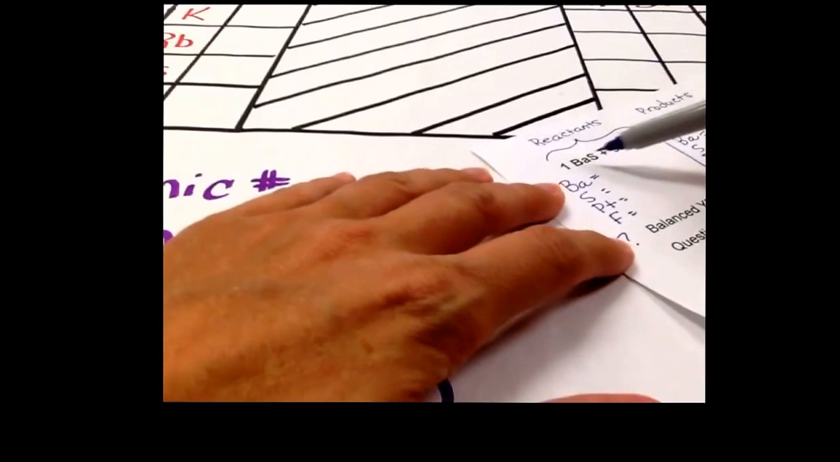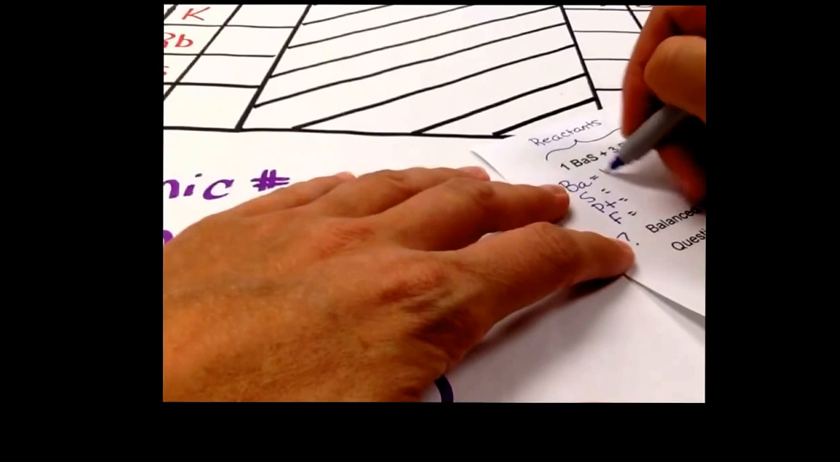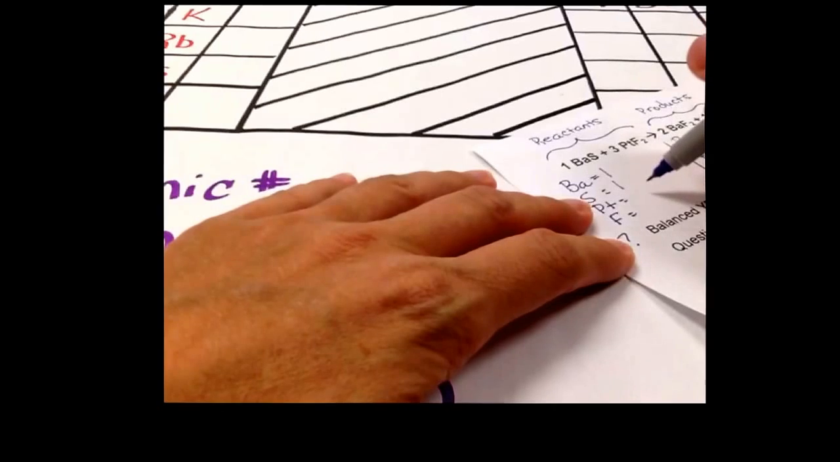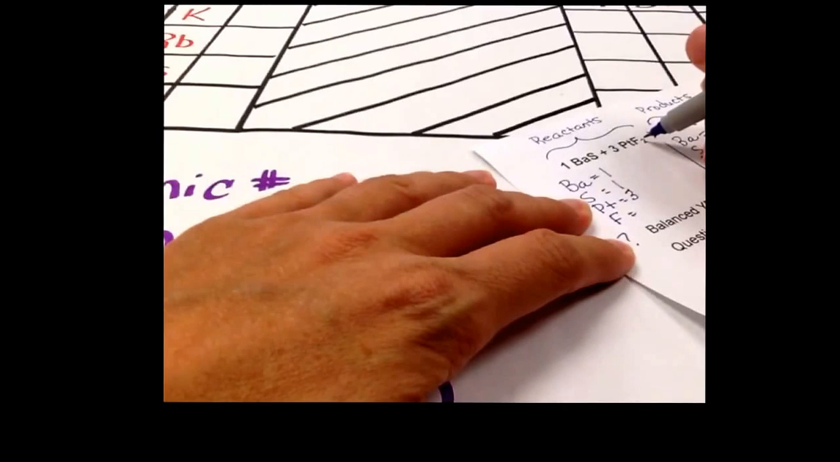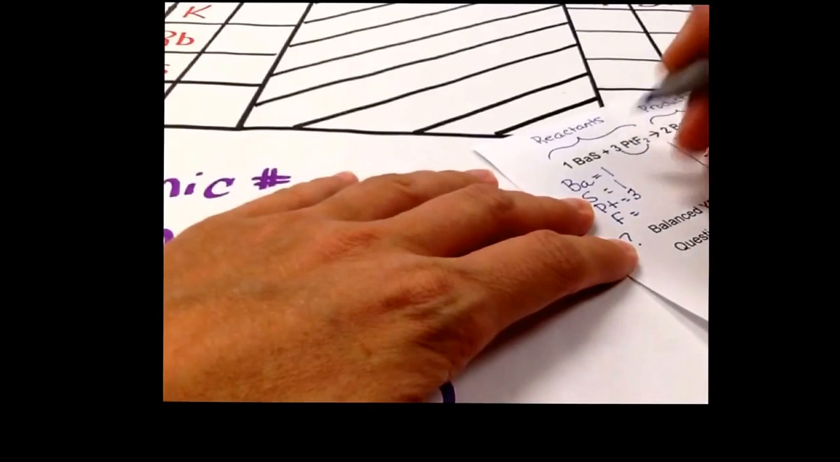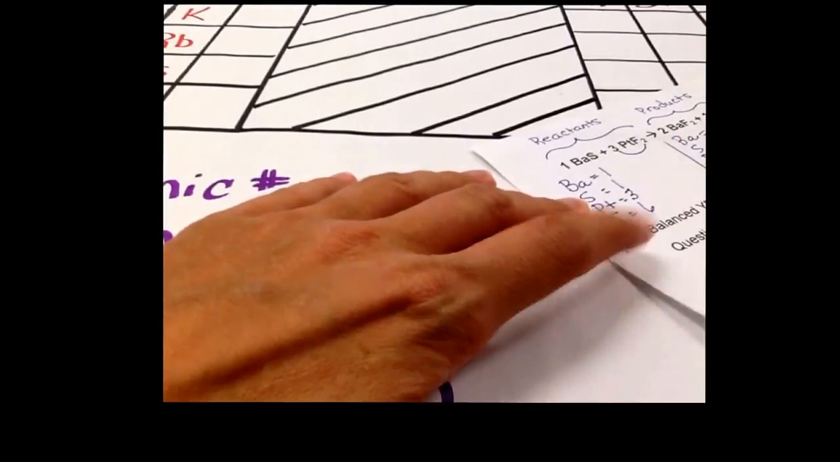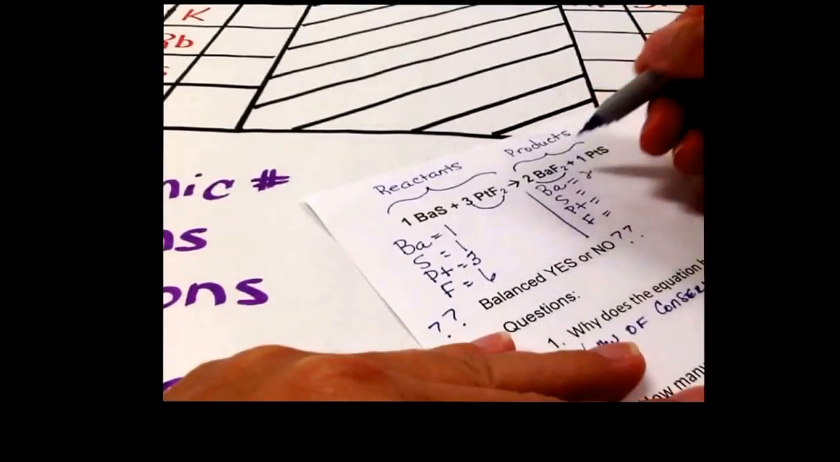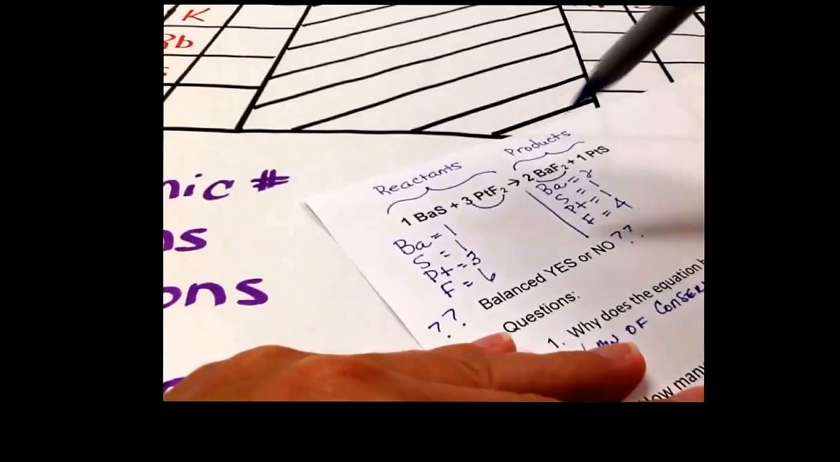Okay, on the reactant side, I have 1 barium, 1 sulfur, 3 platinum, and fluorine, I have 3 times 2, which is 6. On the product side, I have 2 barium, 4 fluorine, 1 platinum, and 1 sulfur. Is my equation balanced? And the answer is no.